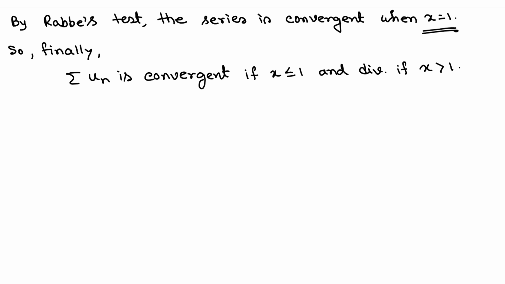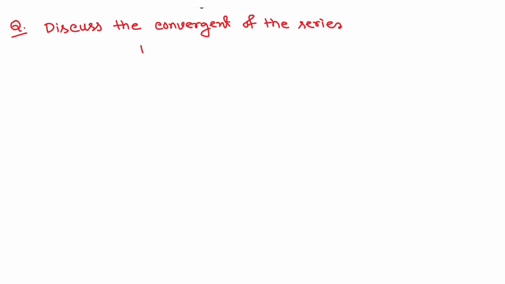Next question. Discuss the convergence of the series: half plus 1 into 3 divided by 2 into 4 plus 1 into 3 into 5 divided by 2 into 4 into 6 plus and so on. Solution.